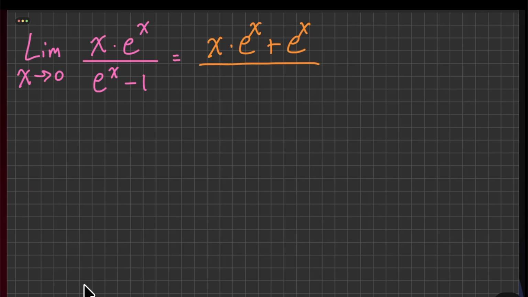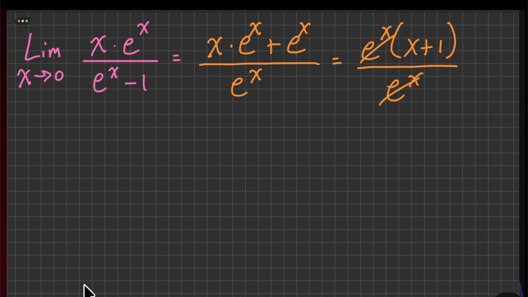On the bottom, the derivative of e to the x is e to the x, and the derivative of the constant negative 1 is 0. On top, we're going to pull out e to the x as a greatest common factor. The e to the x's cancel out, and now we're able to plug in 0. Our final limit is 1.